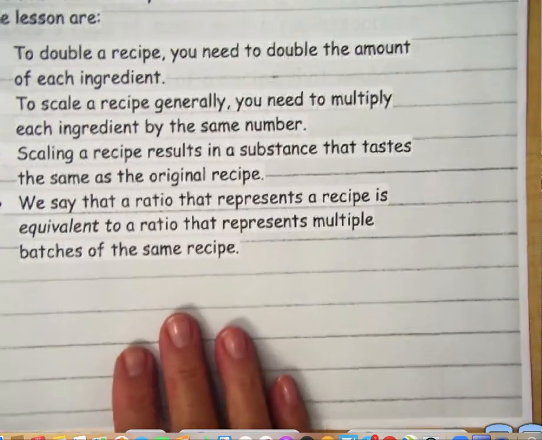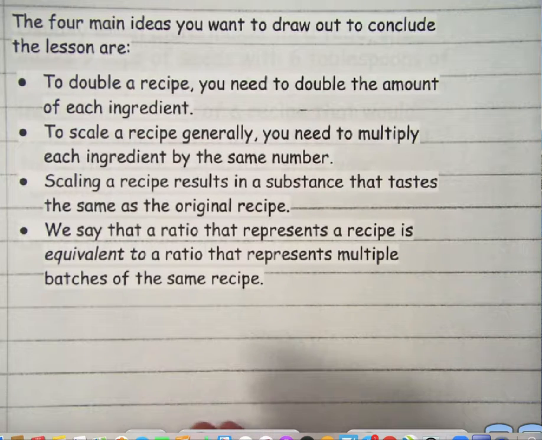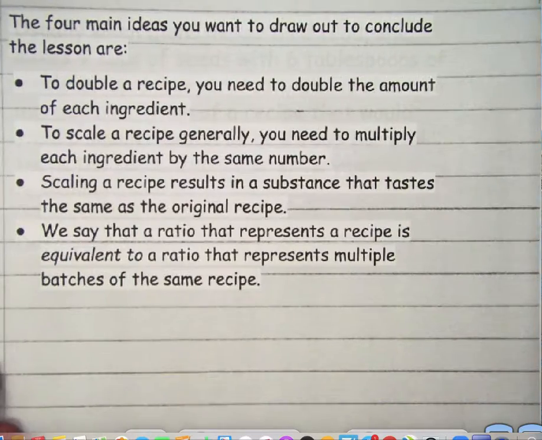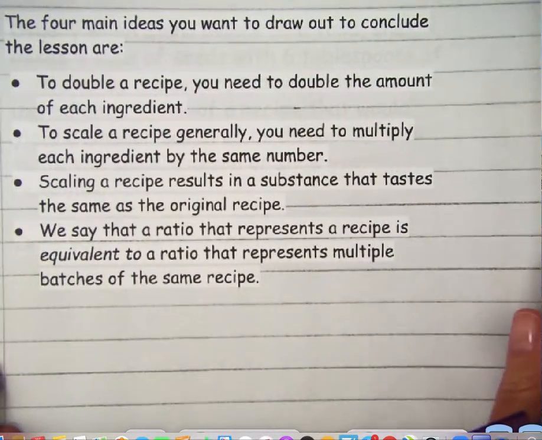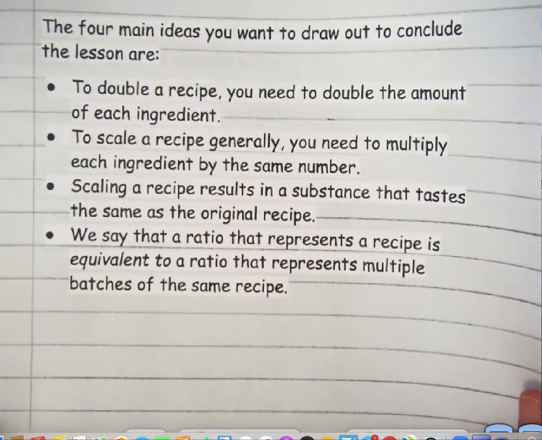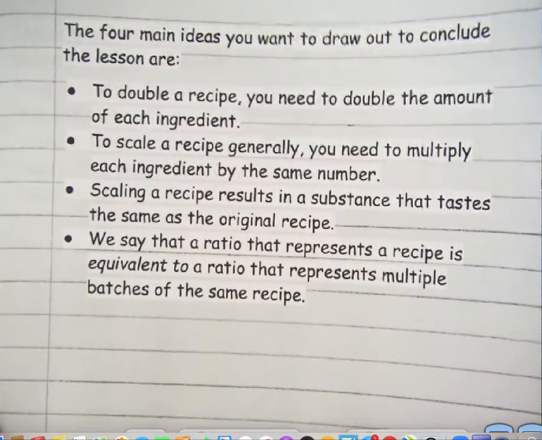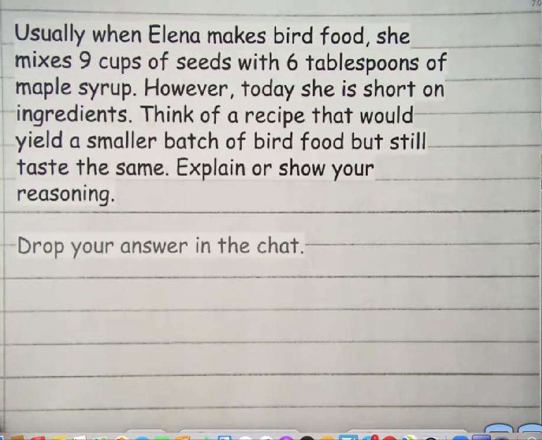All right, so to double a recipe, you need to double the amount of each ingredient. To scale a recipe, generally, you need to multiply each ingredient by the same number. Scaling a recipe results in a substance that tastes the same as the original, and a ratio that represents a recipe is equivalent to a ratio that represents multiple batches of the same recipe.